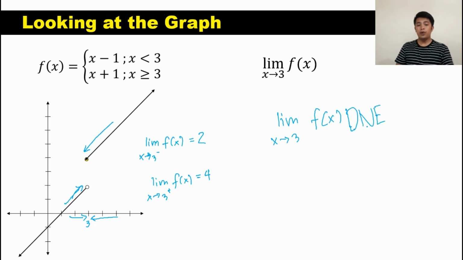Now, I want to emphasize nga dili ta magbutang og equal sign dinhi nga part. Dili ta mag-ingon nga limit of f of x as x approaches 3 equals DNE. Since DNE is not a value, this is simply a symbol or a placeholder or annotation nga the limit does not exist. So, dili ta magbutang og equal sign since this is not a value.